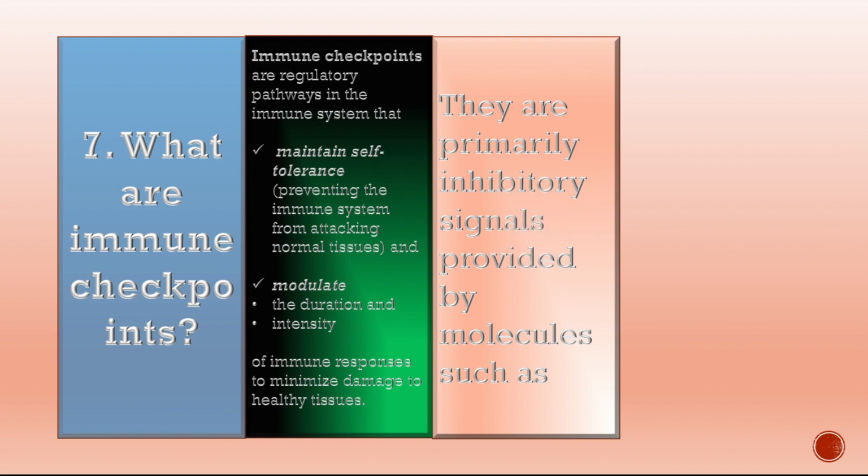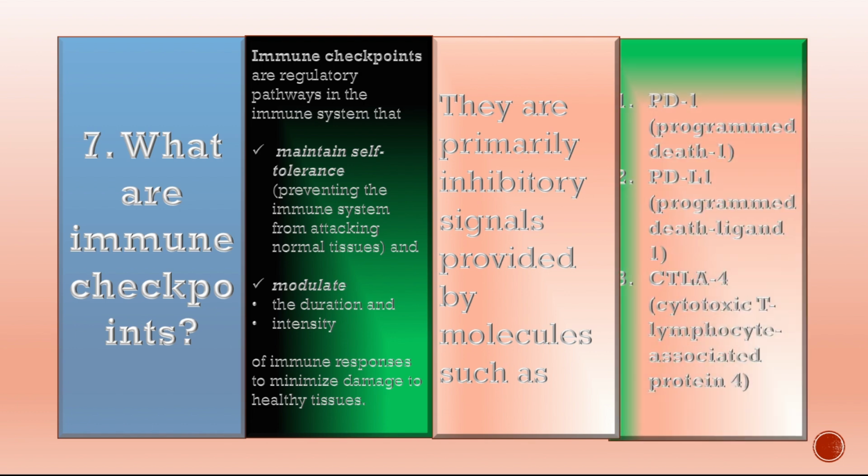They are primarily inhibitory signals provided by molecules such as PD-1, programmed death 1, PD-L1, programmed death ligands, and CTLA-4, cytotoxic T lymphocyte associated protein 4.